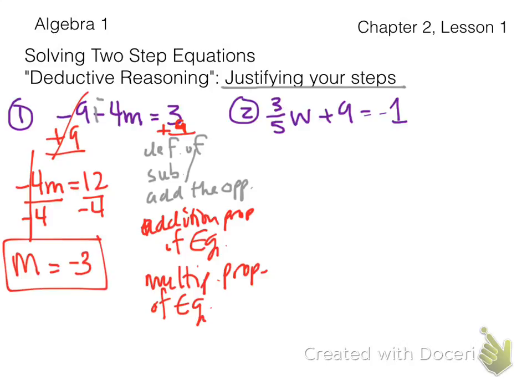So I'm not even going to bother doing number 2 because this video's gone on long enough. Just make sure you can identify stuff. If you did the same thing on one side as you did the other, it's just that operation: addition property of equality, multiplication property of equality, division property of equality.